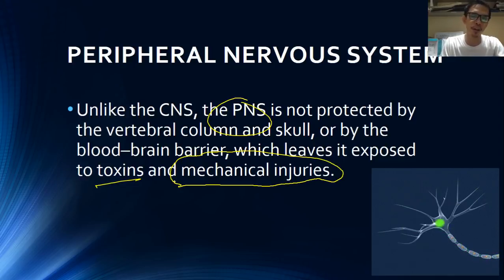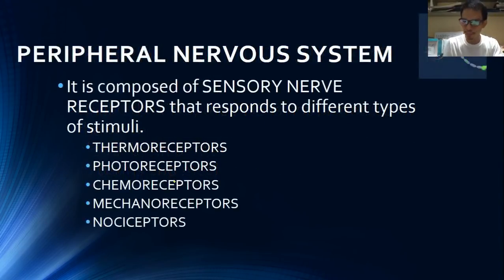All right, so which means that the peripheral nervous system, or the nerves in the peripheral nervous system, doesn't require any protection at all, because if they are protected, how will these nerves do their particular function? All right, so next one.